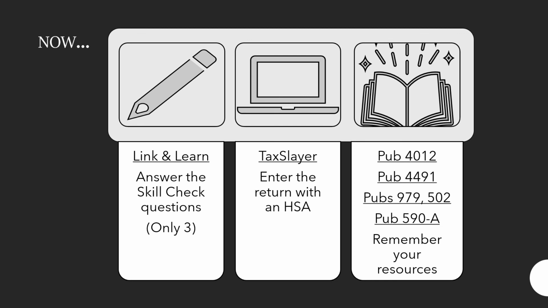And as always, remember your resources. For this lesson, we had a few extra resources. So along with our Publication 4012 and 4491, we have Publications 969 and 502 covering those HSA situations and what's a qualified medical expense. And then for our retirement accounts, we have Publication 590A. So those resources are always available. They're available to you in the field while you're taking the exam anytime.